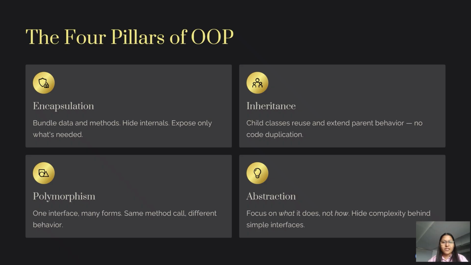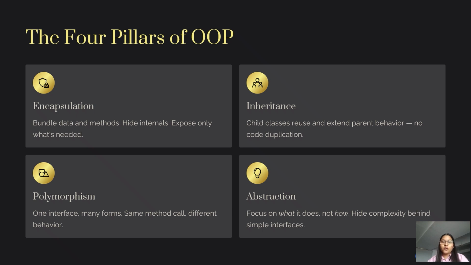Next is inheritance. Inheritance means extending the behavior of the parent class to the child class, right? Like child classes reuse and extend parent behavior, with no code duplication. There will be no code duplication, but the behavior and the properties of the parent class a child can use, right? Third one is polymorphism. As the name says it all, polymorphism is using something in many forms, like one interface, many forms, same method called, different behavior. Next is abstraction.